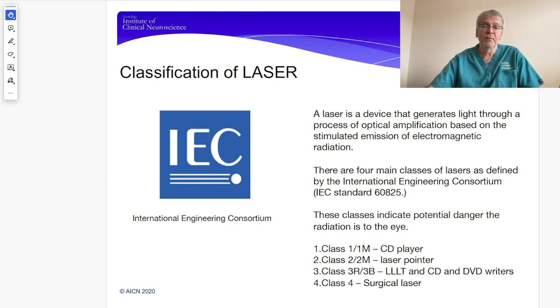Class 1 is the kind of laser that would be in a CD player. Class 2 is a laser pointer. Class 3 is most of the time where our low-level light therapy will lie, okay? And class 4 are more powerful lasers, which you can use in surgery to cauterize wounds. So we're usually looking at a class 2 or 3 laser for low-level light therapy.